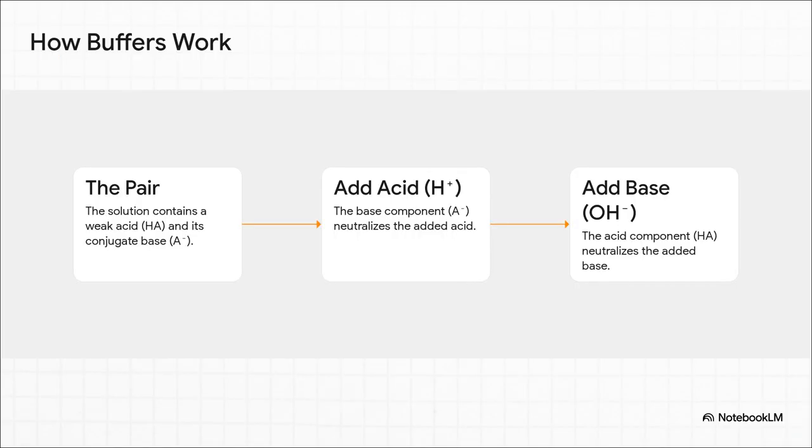So how does this bodyguard actually do its job? Well, it's got this amazing two-part system ready to go. If some outside acid comes along and tries to drop the pH, the base part of the buffer jumps in and neutralizes it. And if some outside base tries to raise the pH, the acid part of the buffer takes care of business. It's this perfect two-way defense that just holds everything steady.